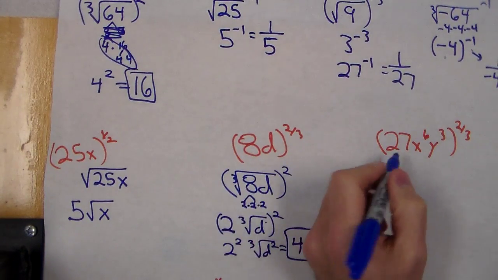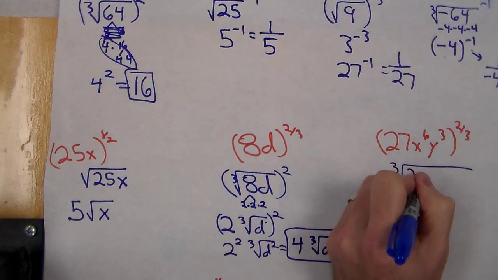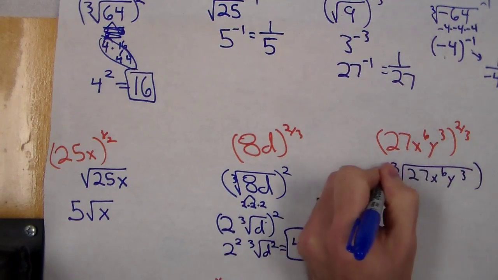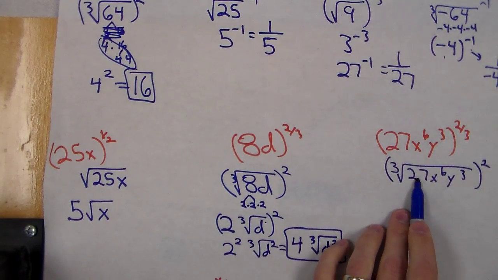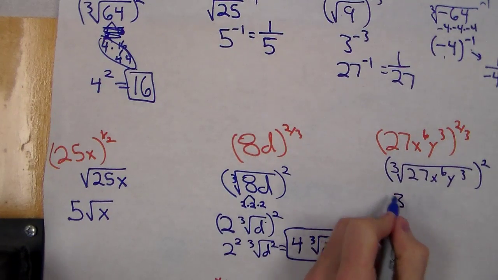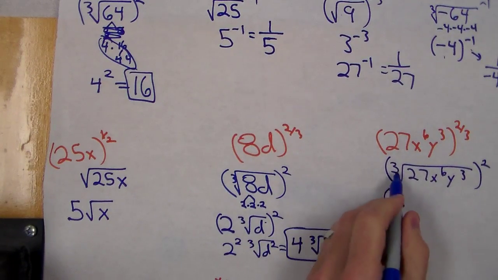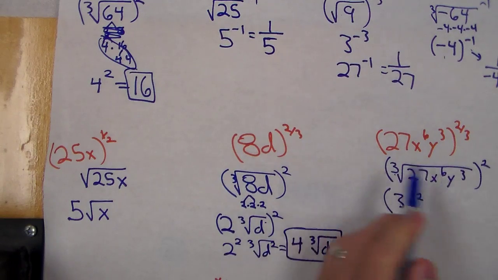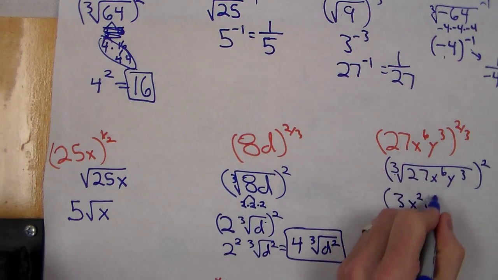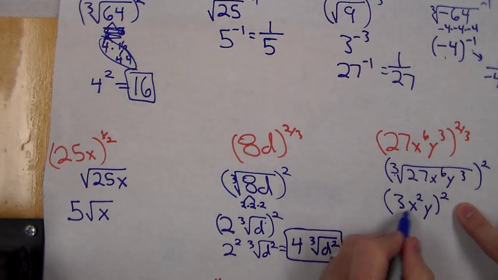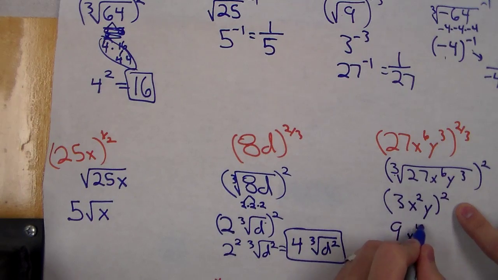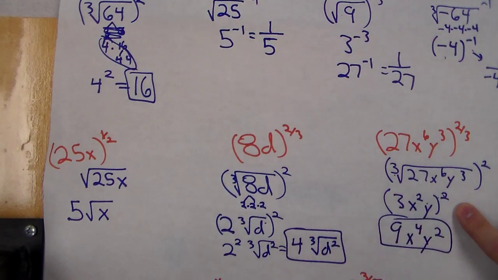27x to the 6th, y to the 3rd, and that's to the 2/3. So we'll bring the root down, leave the square there, we'll get to that. 27 is 3 to the 3rd, that takes out a 3. X to the 6th has 2 sets, so x squared comes out. Y to the 3rd has 1 set, 1y comes out. We bring down the squared, we didn't forget it, and now 3 squared is 9, x to the 4th, y squared, and that's doing the rule with a power to a power to get 9x to the 4th, y squared.